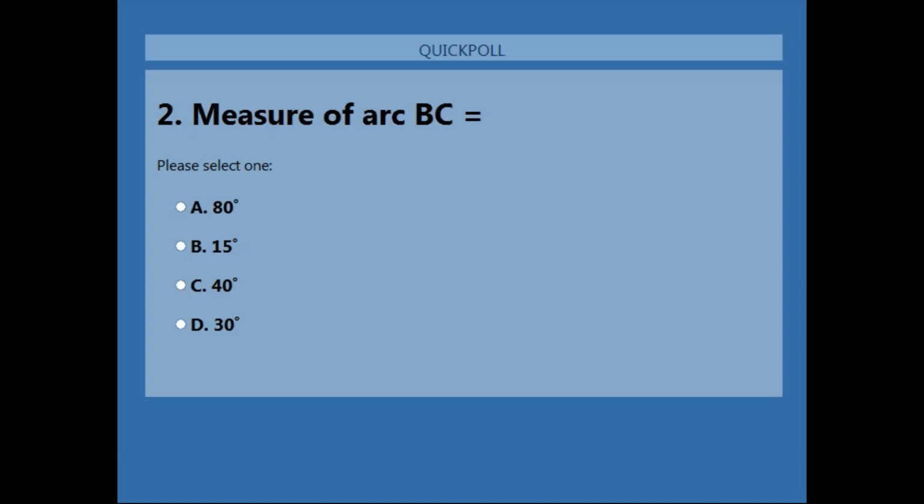A few more seconds and then we'll do the question together. Remember that BC is not intercepted by the angle AOC. So if you have not selected your answer yet, think about that. BC is not intercepted by the angle AOC, but there's another central angle that this arc is intercepted by.